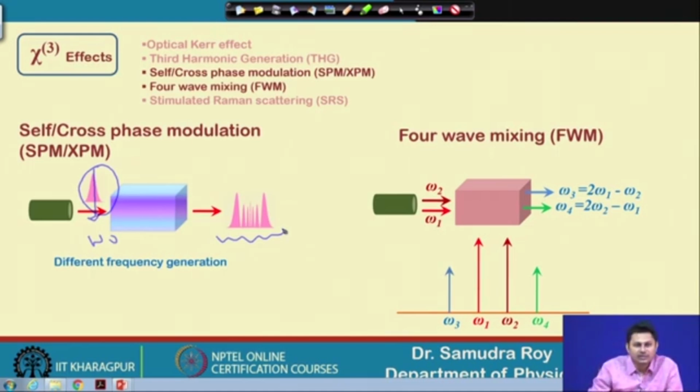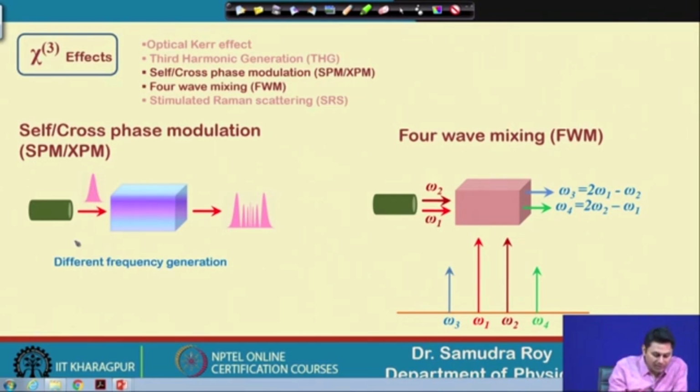Cross phase modulation is a similar kind of phenomenon, but in cross phase modulation we will not launch one light, but we will launch another strong light like this. This is another light we are going to launch. So, these two lights are going to interfere and a similar kind of phenomenon one can generate, and this process is called the cross phase modulation.